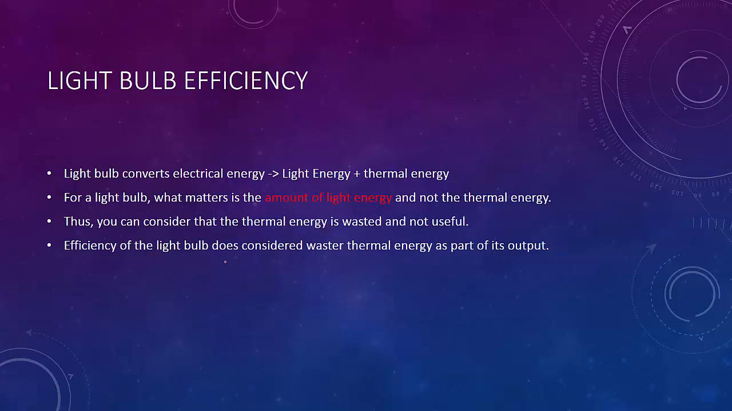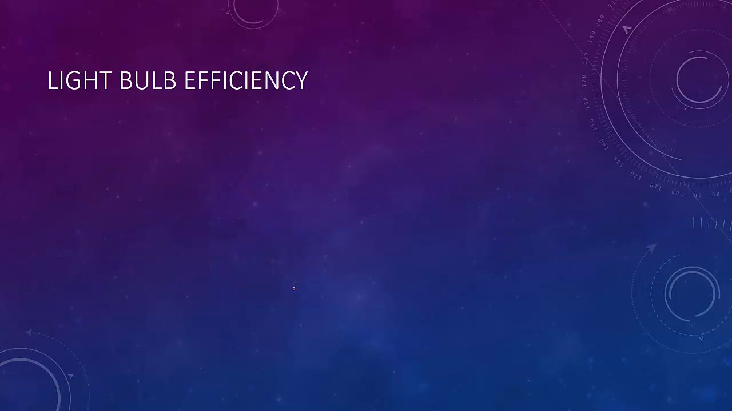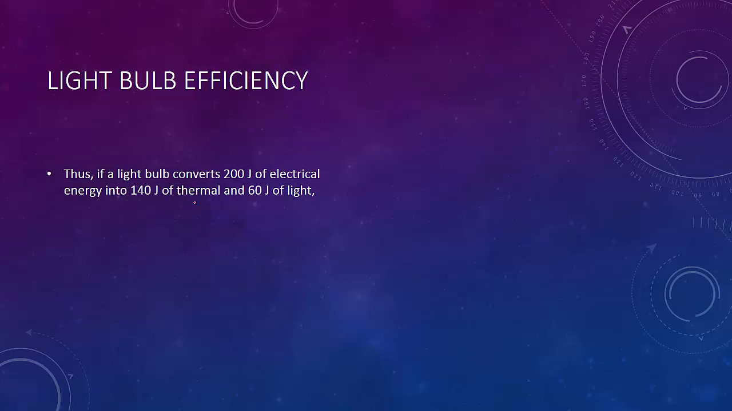An efficient light bulb doesn't consider the wasted thermal energy as part of its output. So generally, efficiency is equal to the useful output over the input, multiplied by 100%. If a light bulb converts 200 joules of electrical energy into 140 joules of thermal and 60 joules of light, the efficiency of the light bulb is simply 60 divided by 200, because the input is 200 and the output is 60 of light, and the efficiency is just 30%.